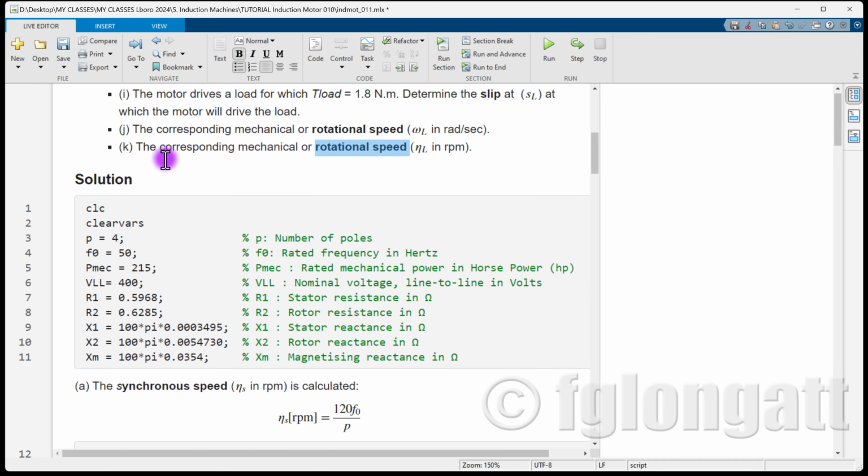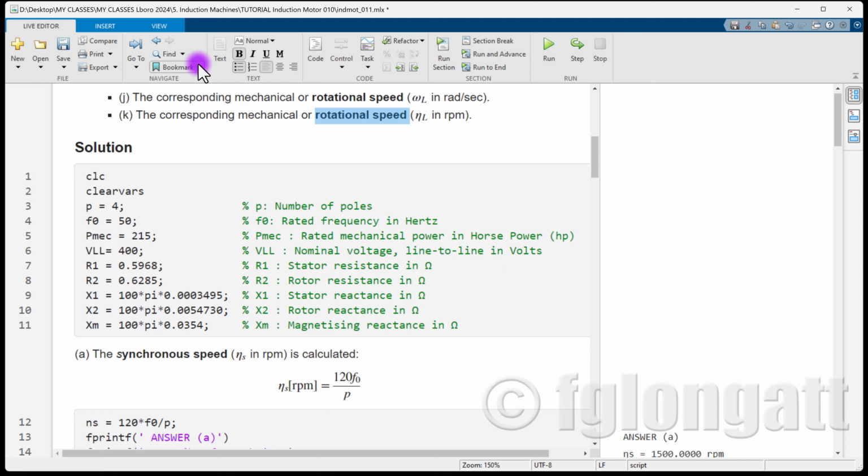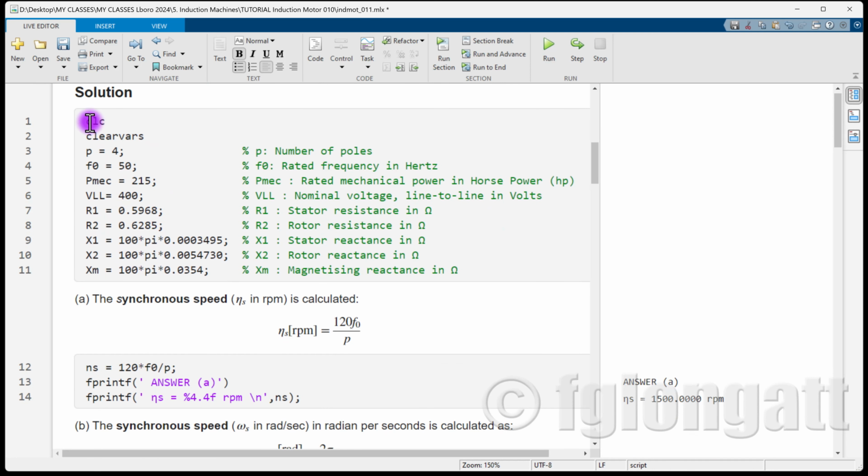So this is very simple. Today, as you can see, we are using a MATLAB live script. Over here, we are including first the parameters. You can see we are using 4 poles, 50 hertz, 250 horsepower. The line-to-line voltage is 400. We have the stator resistance, rotor resistance, stator reactance, rotor reactance, and finally the magnetizing branch.